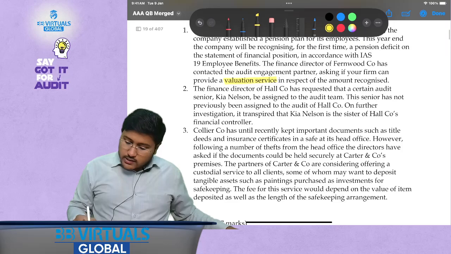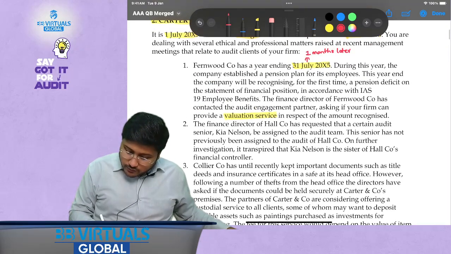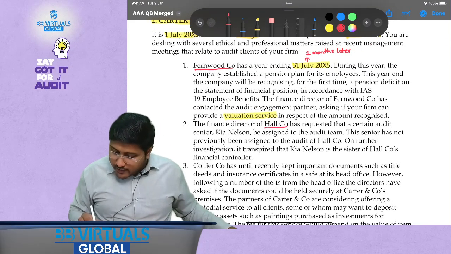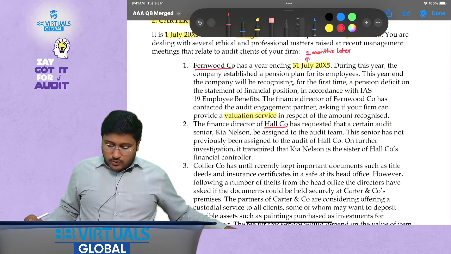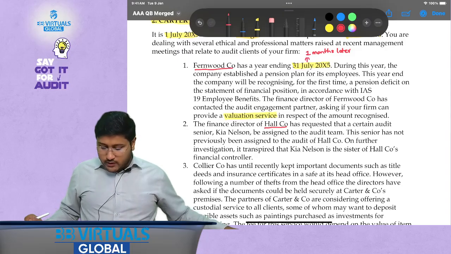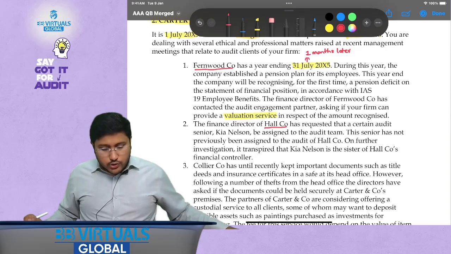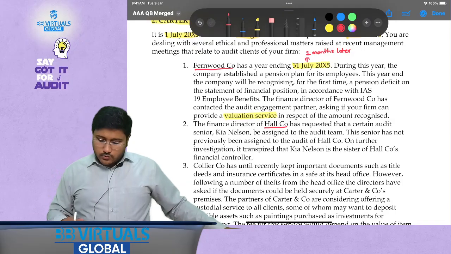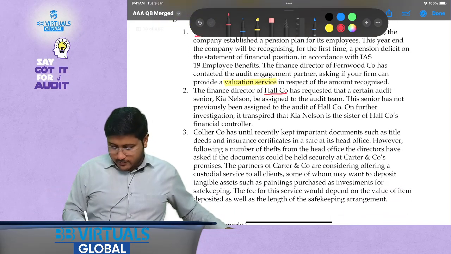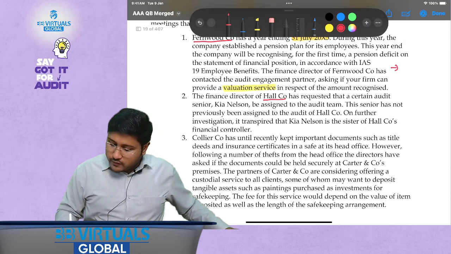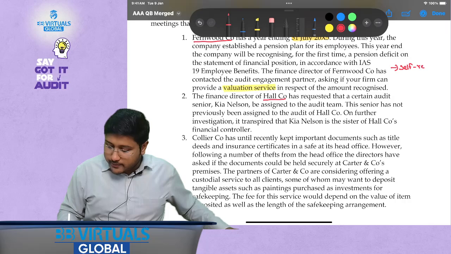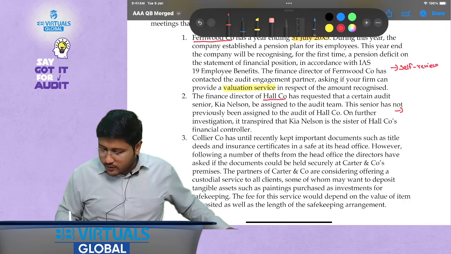Now the finance director of Hall Company, okay, this was for Fernwood Company, now Hall Company, has requested that a certain audit senior, Kia Nelson, be assigned to the audit team. This senior has not previously been assigned to the audit of Hall Company. On further investigation, it transpired that Kia Nelson is the sister of Hall Company's financial controller. So it's the sister, so there would be a familiarity threat. Okay, that is important. Now, here there could be a matter of self-review threat, whereas here there could be a matter of familiarity threat.